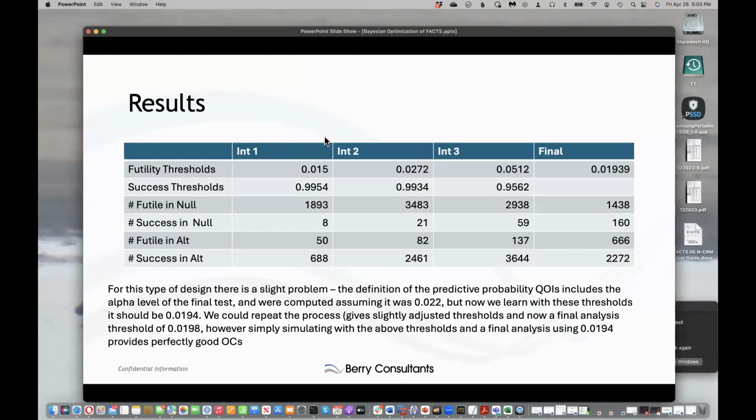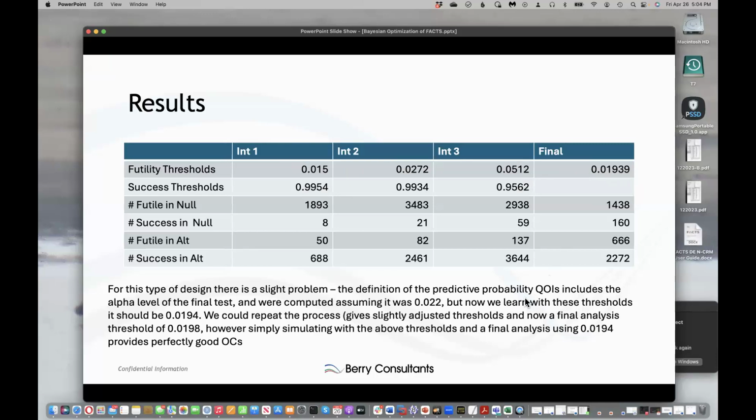So that's what we've just seen. These are the results, the threshold results that came out. You'll notice there's a slight problem, which is that it wants us to use a different final threshold. Instead of 0.022, it wants to use 0.0194. Our predicted probabilities are calculated including telling it what the level of the final test will be. So these thresholds are set for predicted probabilities when the final p-value is 0.022, but now it's telling us we need to use a slightly lower threshold.